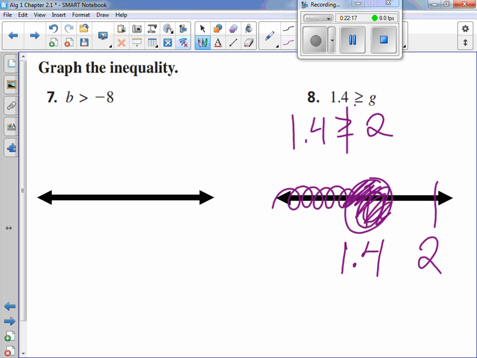Y'all see how that works? So if you get stuck, we can grab a number that is on one side or the other, and if it makes a true statement, we shade that way. Or we shade away from the number if it's false. Questions on this here?